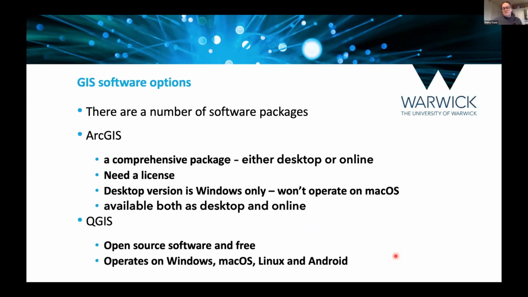So there are actually quite a large number of software packages. Some of them are quite general and some of them are really quite specific. Two of the main ones that are used are ArcGIS, and that's a comprehensive package. It's a software suite, and you can access that either online or a desktop version, which is the one which I use. The downside to using ArcGIS, which is a very comprehensive and user-friendly package, is that it does need a license. So University of Warwick has a license for the desktop version, which is why I use it.